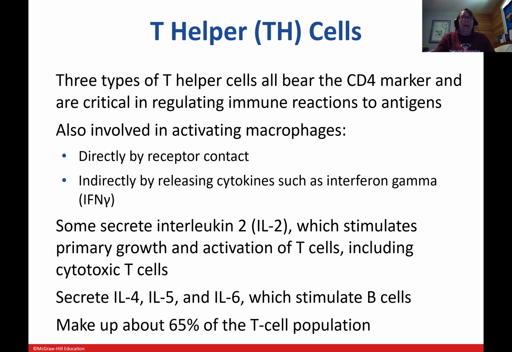So in the case where a Th2 response is needed, in other words, an antibody response, it's going to secrete IL-4, IL-5, and IL-6, all of which stimulate B cells. And that's going to cause them to do clonal expansion, and it's also going to start the process of secreting the antibodies. And there are a lot of helper T cells. So basically, it's about 65% of the T cell population. And that's because it does so much in terms of the broad range of the immune response.